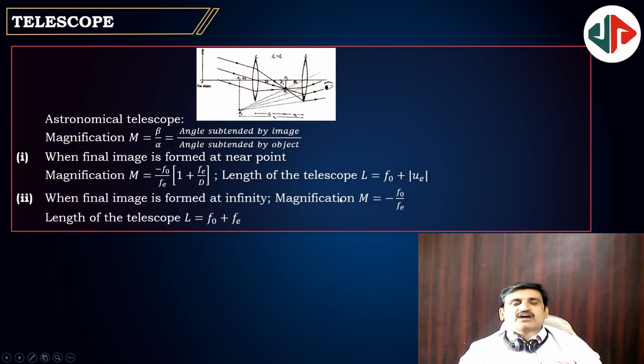UE means object distance for eyepiece. And when the final image is formed at infinity, then magnification M equal to minus F naught by FE, and length of the telescope is equal to F naught plus FE. These are all for astronomical telescope.